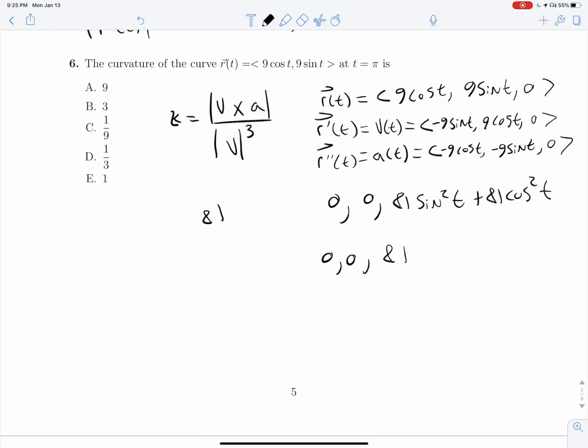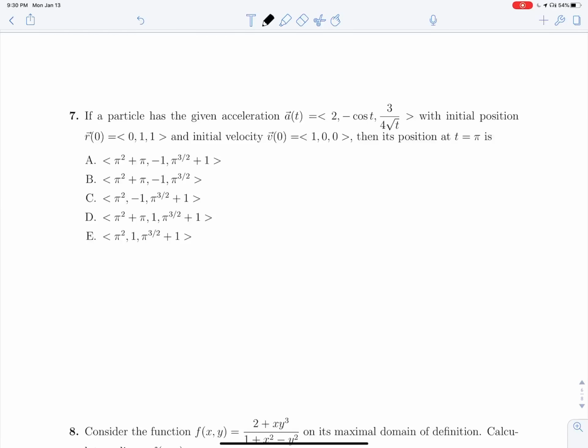So now we have 81 on the top. We're looking for the magnitude of v cubed. Well, the magnitude of v, if we're just looking here, that vector at all times is going to have a length of 9. So our magnitude is 9, so we're looking at 9 cubed. And really this is 9 squared up here, and so our answer is 1 over 9.